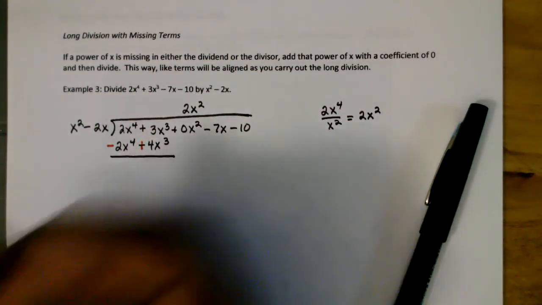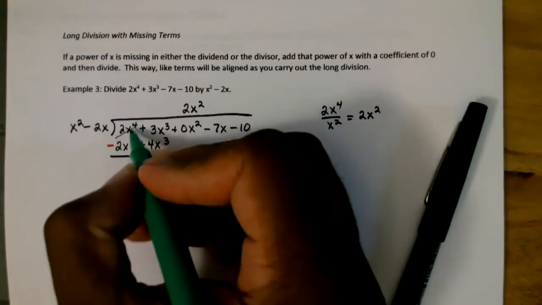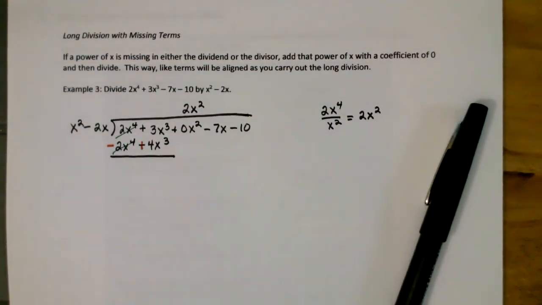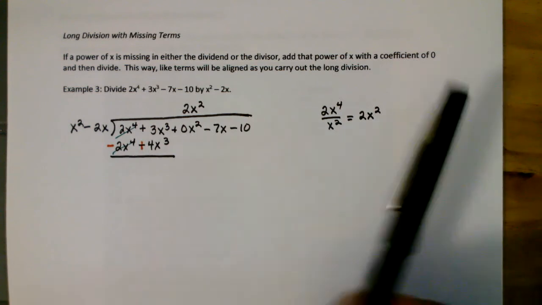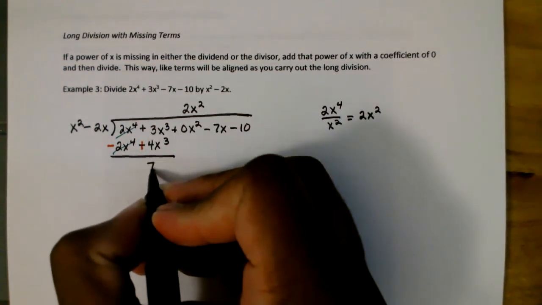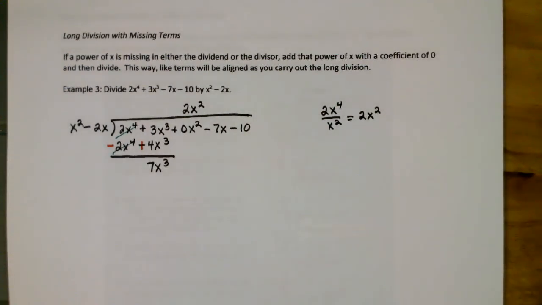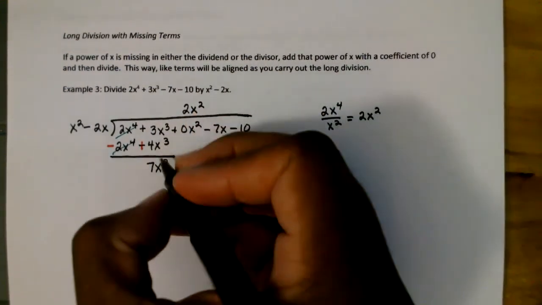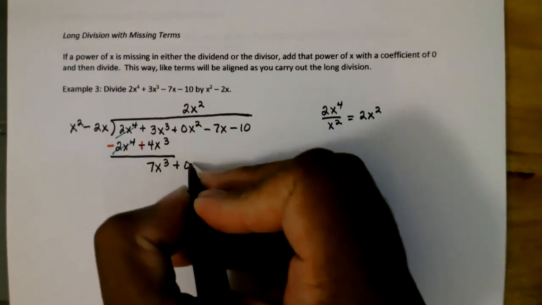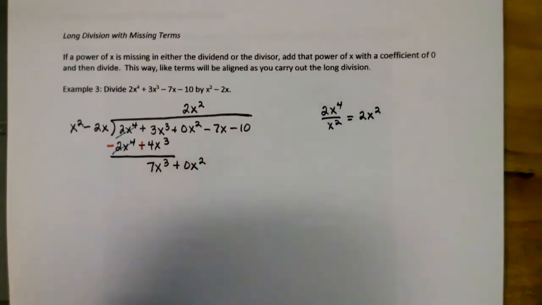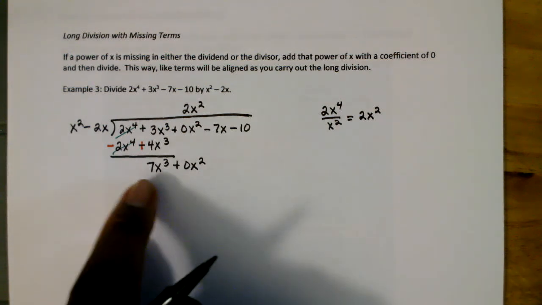So in this case here, 2x to the fourth minus 2x to the fourth, that's gone. And then 3x cubed plus 4x cubed would be 7x cubed. Then I bring down the next term, which is plus 0x squared. And now we repeat the process here.